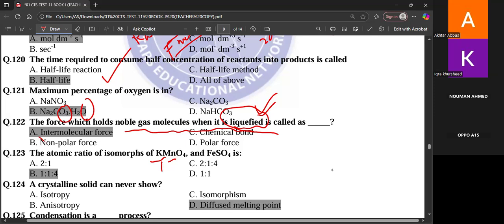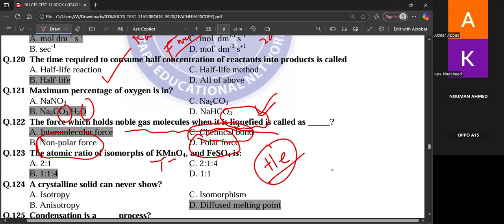Okay, these are not considered non-polar forces, and also not a chemical bond, because liquefaction belongs to intermolecular forces. It is not considered a polar force because, for example, helium is a non-polar molecule, and in the liquid state the intermolecular forces are increased. So the best option is alpha.